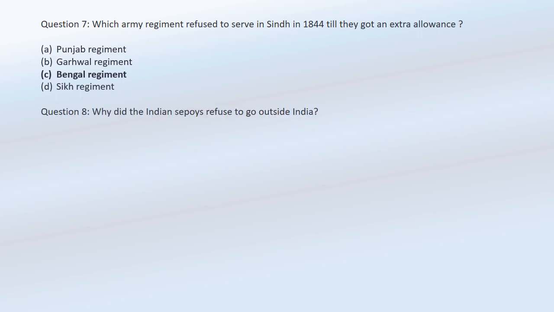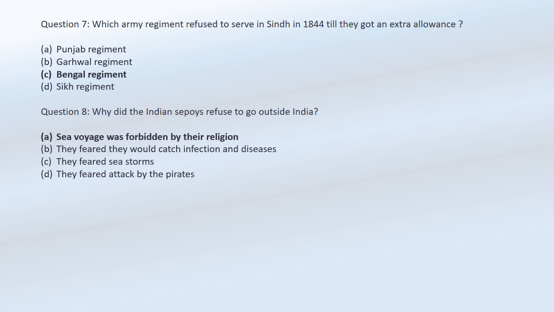Question 8. Why did the Indian sepoys refuse to go outside India? A. Sea voyage was forbidden by their religion. B. They feared they would catch infection and diseases. C. They feared sea storms. D. They feared attack by pirates. Option A is the right answer. Indian sepoys refused to go outside India because sea voyage was forbidden by their religion.